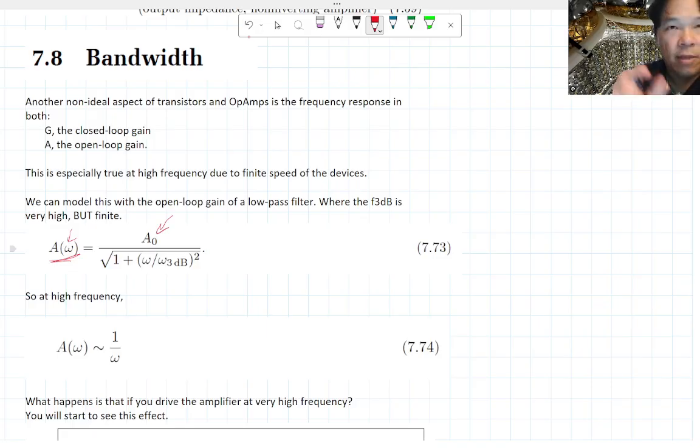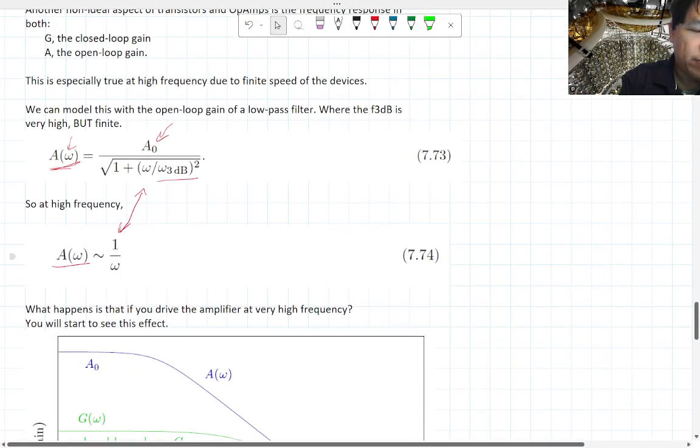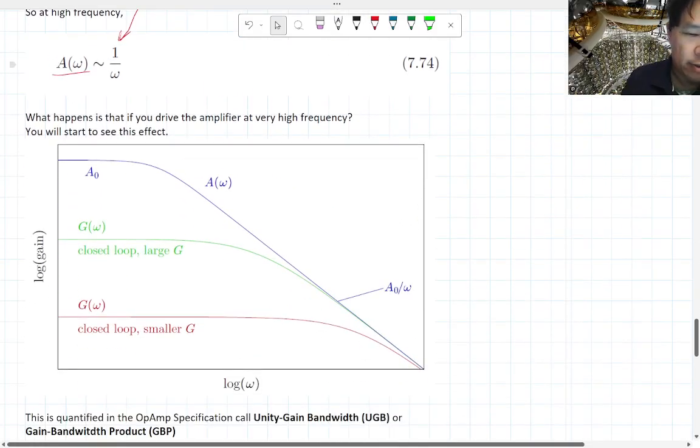And this is A naught, meaning the open loop gain at 0. A low pass filter has this factor of 1 plus omega over omega 3 dB. For an operational amplifier, this omega negative 3 dB is going to be a very large number, at very high frequency. Basically, the open loop gain goes down as 1 over omega. And you can see this if we drive this at increasing frequency.